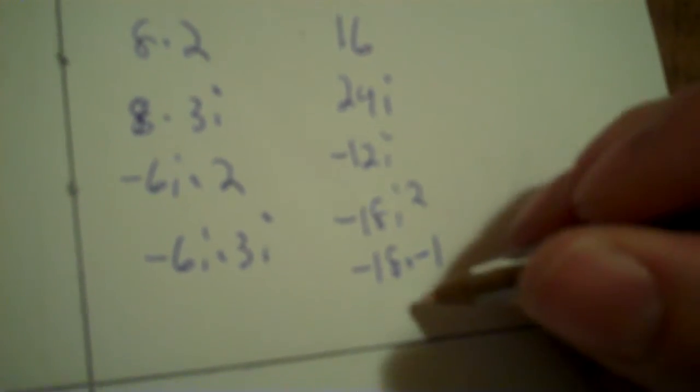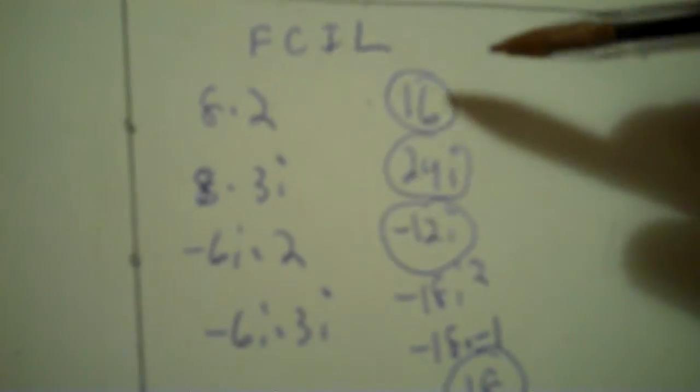Okay, so 16, 24i, -12i, and -18i to the second. But remember, i to the second equals -1. So you replace the i to the second with -1 and times. So that's +18. So you got 16 and 18, and then 24 and -12. So blank plus blank i. So the constants, you have 18 joining the 16, which gives us 34. 24 and -12 add up to 12.